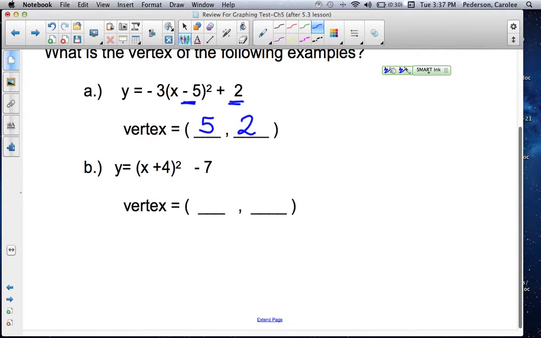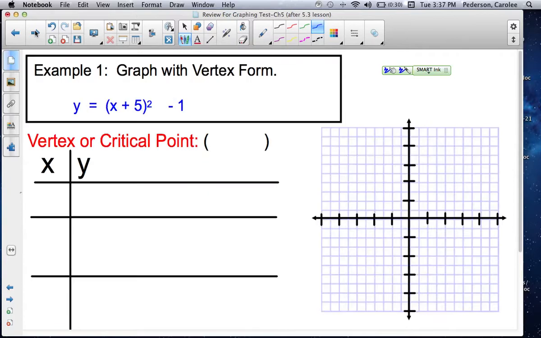All right, this moves the graph left 4. Remember, we have to think opposite when we're inside the parentheses. And then this minus 7 moves the graph down 7 units. So the critical point or vertex is negative 4, negative 7. Let's go on to graph this problem in vertex form.